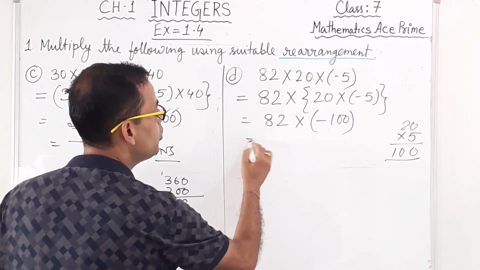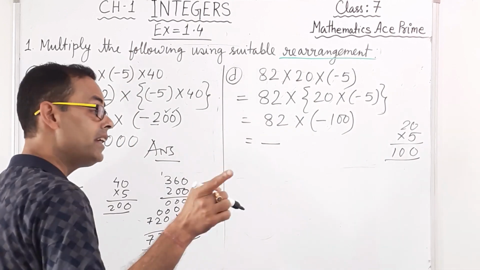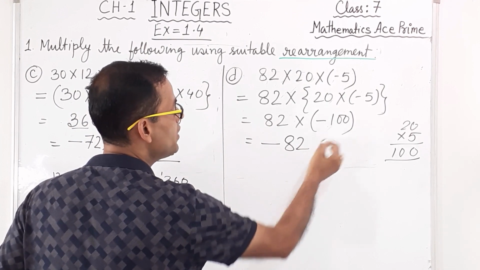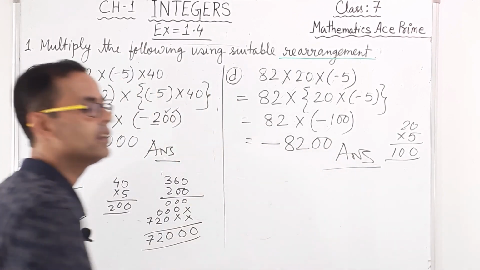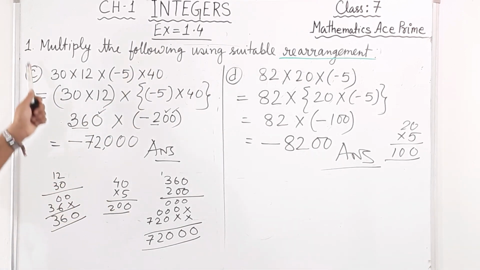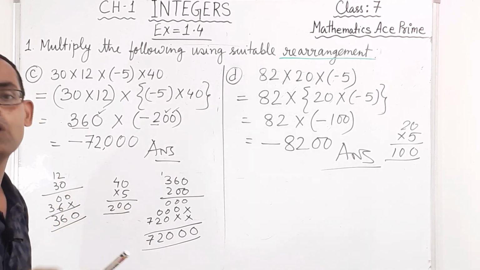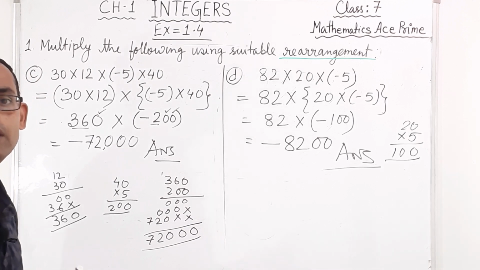Now when we multiply the signs: plus, minus, minus, first sign. Now 82 into 1, 82. And how many zeros are there? 2 zeros. And this is the answer. Clear? So I think exercise 1.4, sum number 1, A, B, C, D, you have understood. Now you can make your own arrangement also and do it.